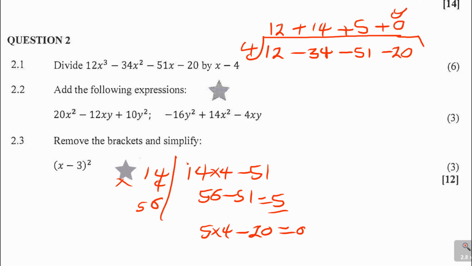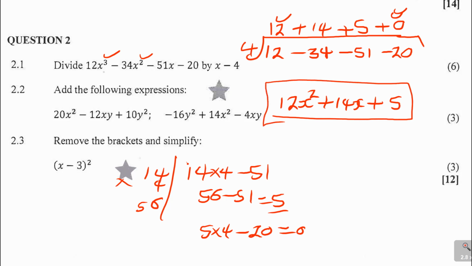So what you do, you take that 12, you take that 14, you take that 5, and then from x cubed you go to x squared. From x squared you go to x. So this is the answer. They say divide this by this. This is the answer. When you divide it, you're going to get that.